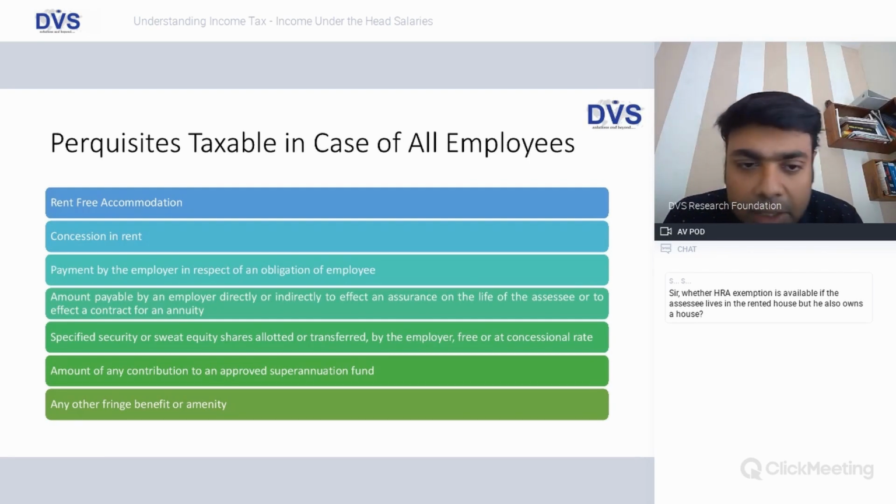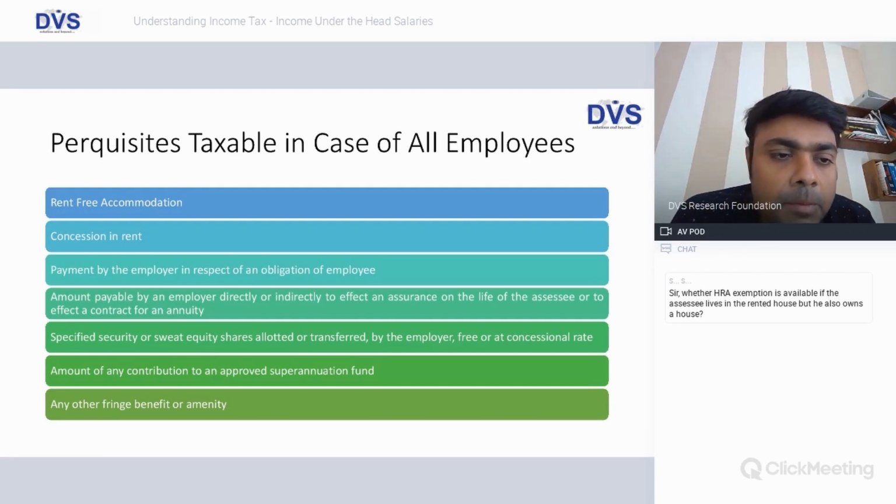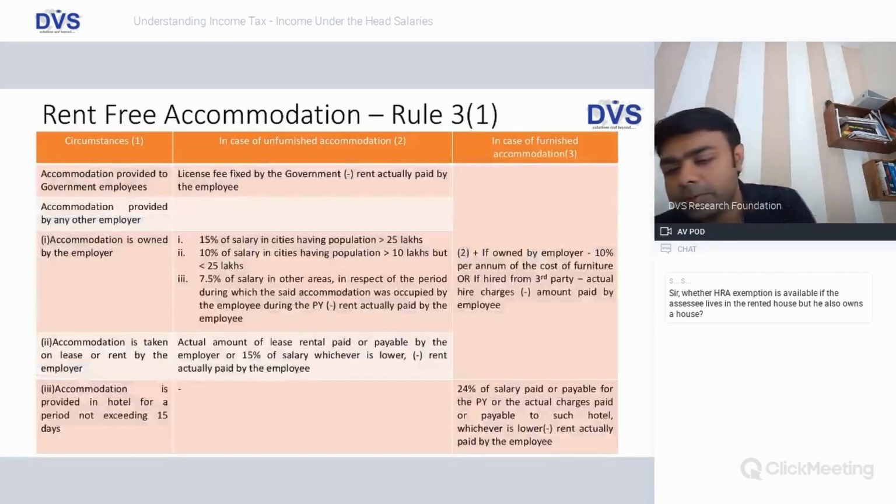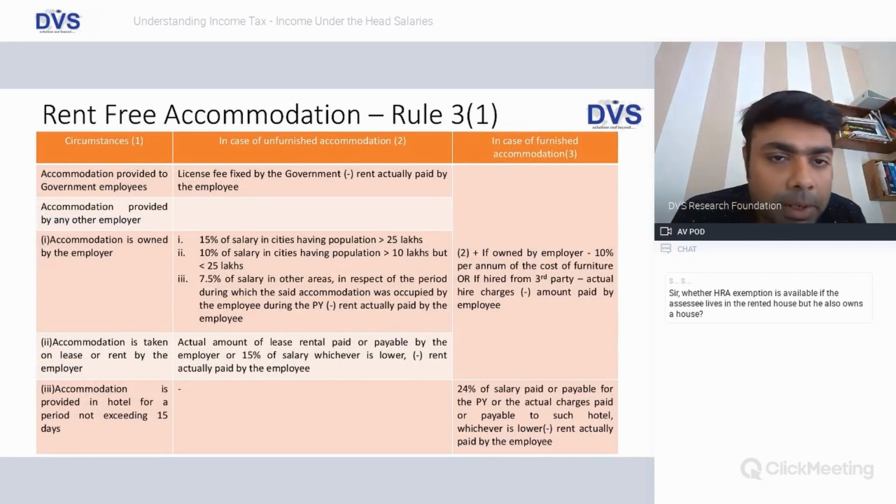We saw even professional tax will come under this ambit. Amount paid by an employer directly or indirectly to effect an assurance on the life of the assessee, or to effect a contract for annuity. Specified or sweat equity ESOPs, amount of contribution to an approved superannuation fund, and any other fringe benefit or amenity as may be provided. So let's now look at each of these in terms of how they are actually taxable.